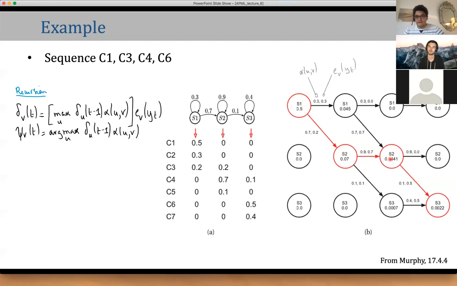Let's look at this one. So for S2, at position 3, I can either come from S1, S2, or S3. S3 is from the max, where I arrive on S1, S2, and S3. S3 has probability 0. So I compare: either I came from S2, I had 0.07 times 0.9, the probability of staying in S2, times 0.7, the probability of observing C4 given that I'm in S2.